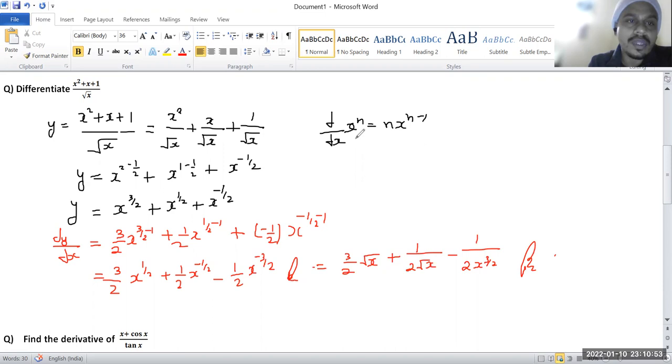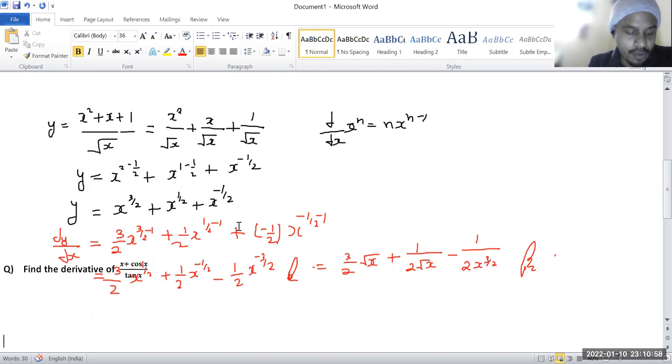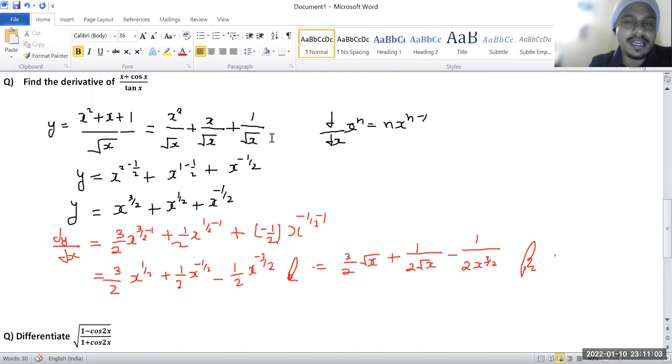That is a trigonometric question. Find the derivative of x plus cos x upon tan x. What do you do here? Here you apply the quotient rule. So I apply the quotient rule. What is d by dx of u by v? Anyone?